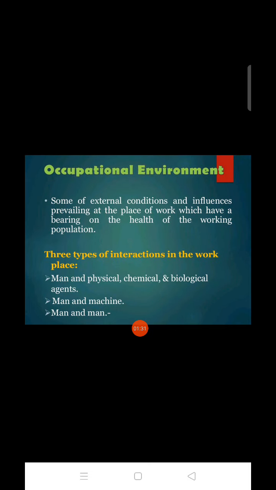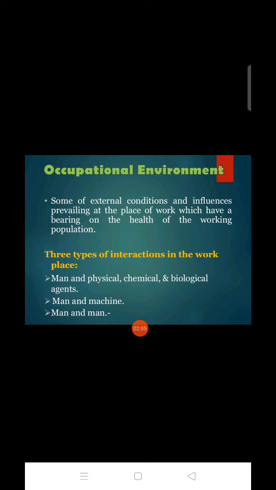Next is the occupational environment: the external conditions and influences prevailing at the place of work which have a bearing on the health of the working population. Because of this, it can affect the health of the people who are working there.